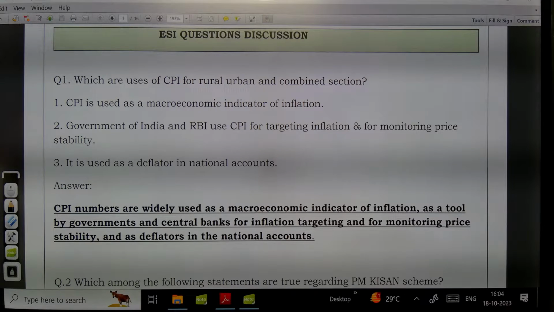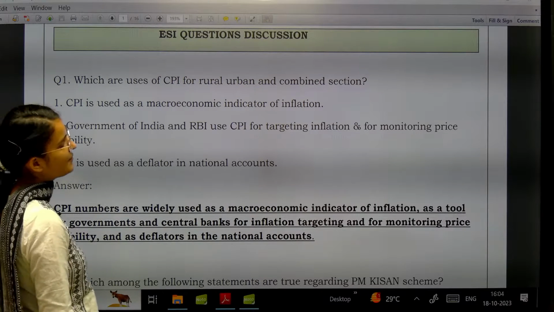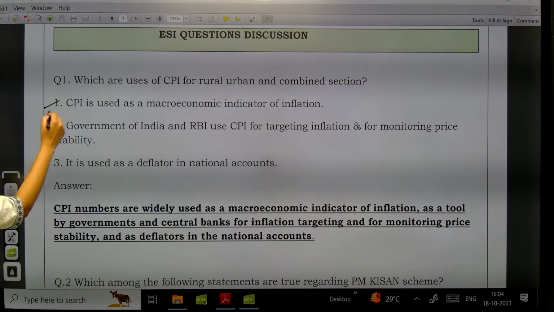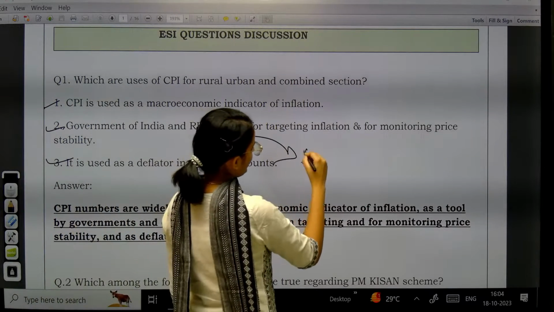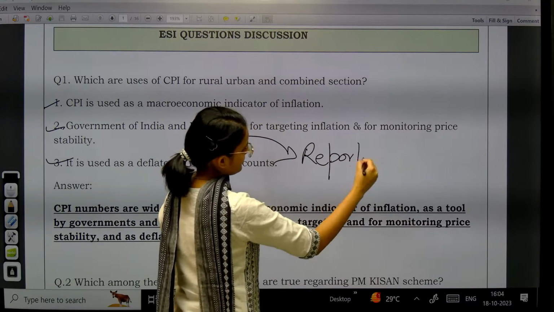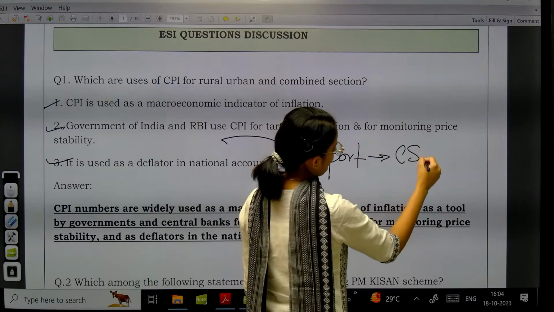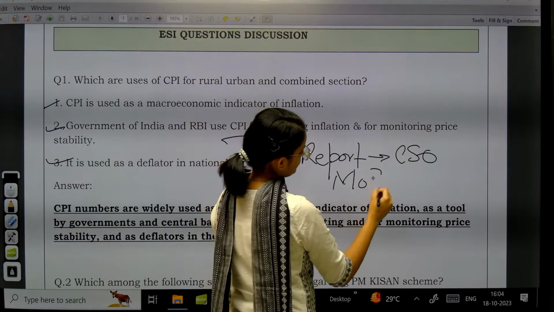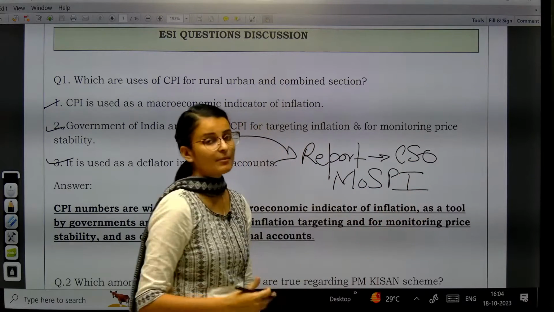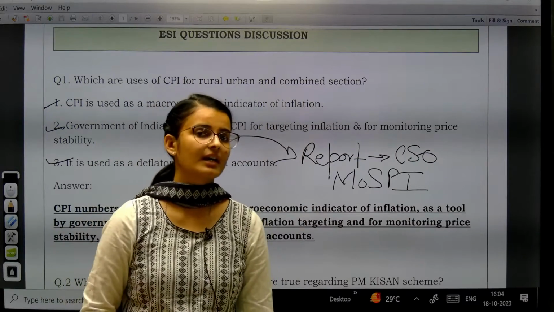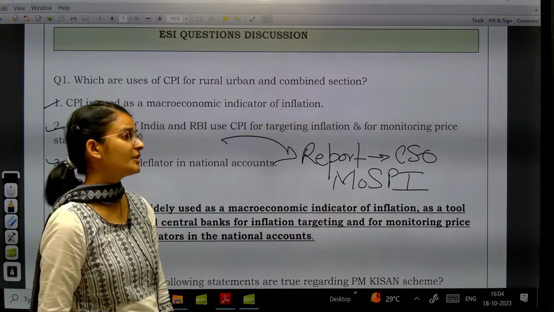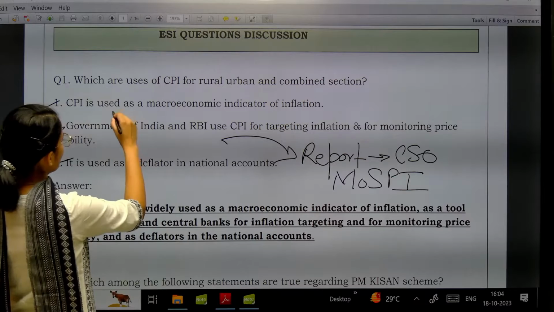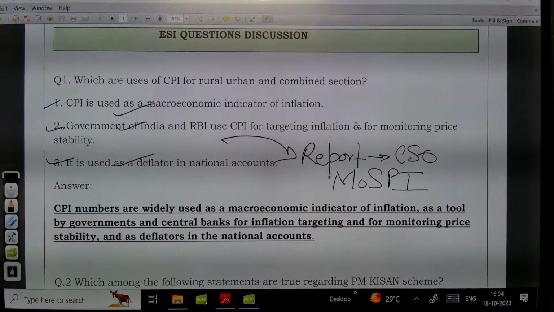First is, which are uses of CPI for rural, urban and combined sections? These three were the options, right? All three were correct. This question was asked from a report of the Statistical Office. The name of the report was CPI Rural Urban Combined. The first para of that report, the question was from that particular paragraph only. You will see the exact same lines. These questions were from there only.